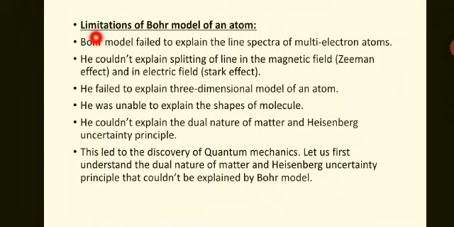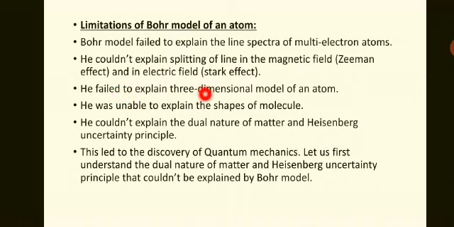Now, limitations of Bohr's model of an atom. Bohr's model failed to explain line spectra of multi-electron atoms. He could not explain splitting of lines in a magnetic field, which is called the Zeeman effect, and in an electric field, which is called the Stark effect. So the Zeeman effect and Stark effect cannot be explained by Bohr's model of an atom.